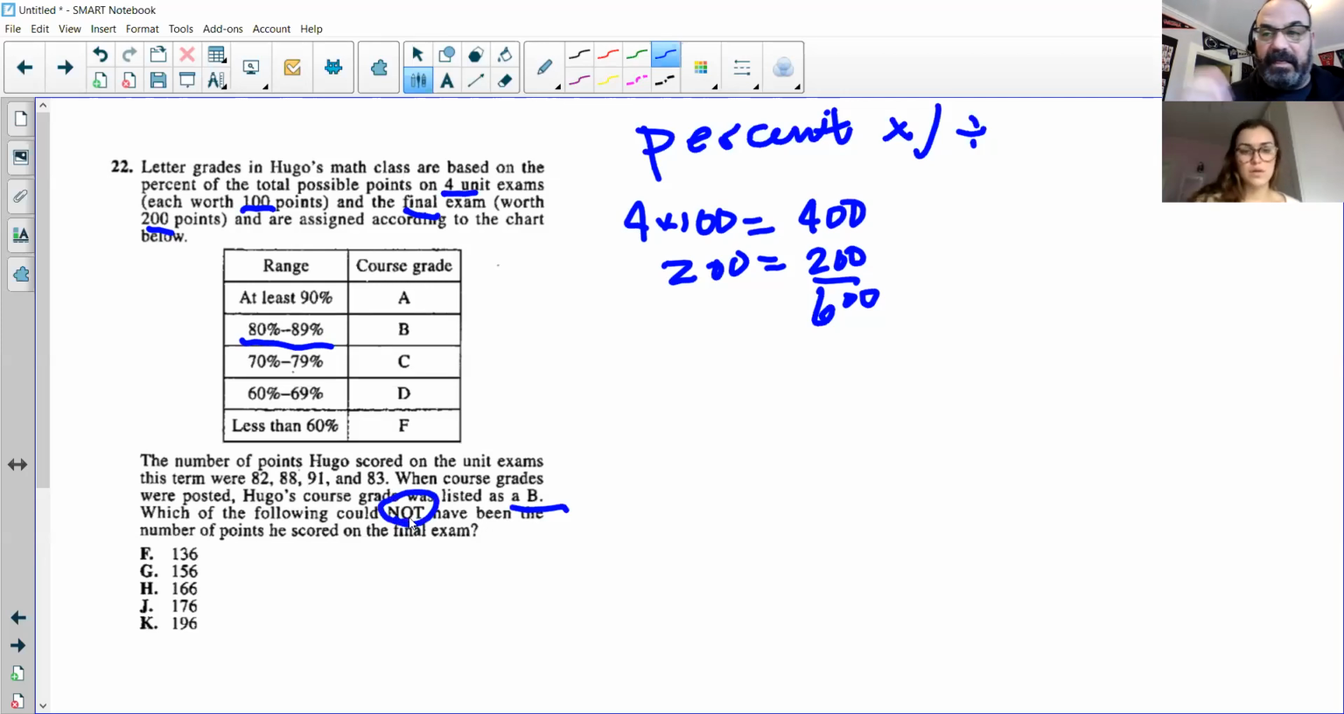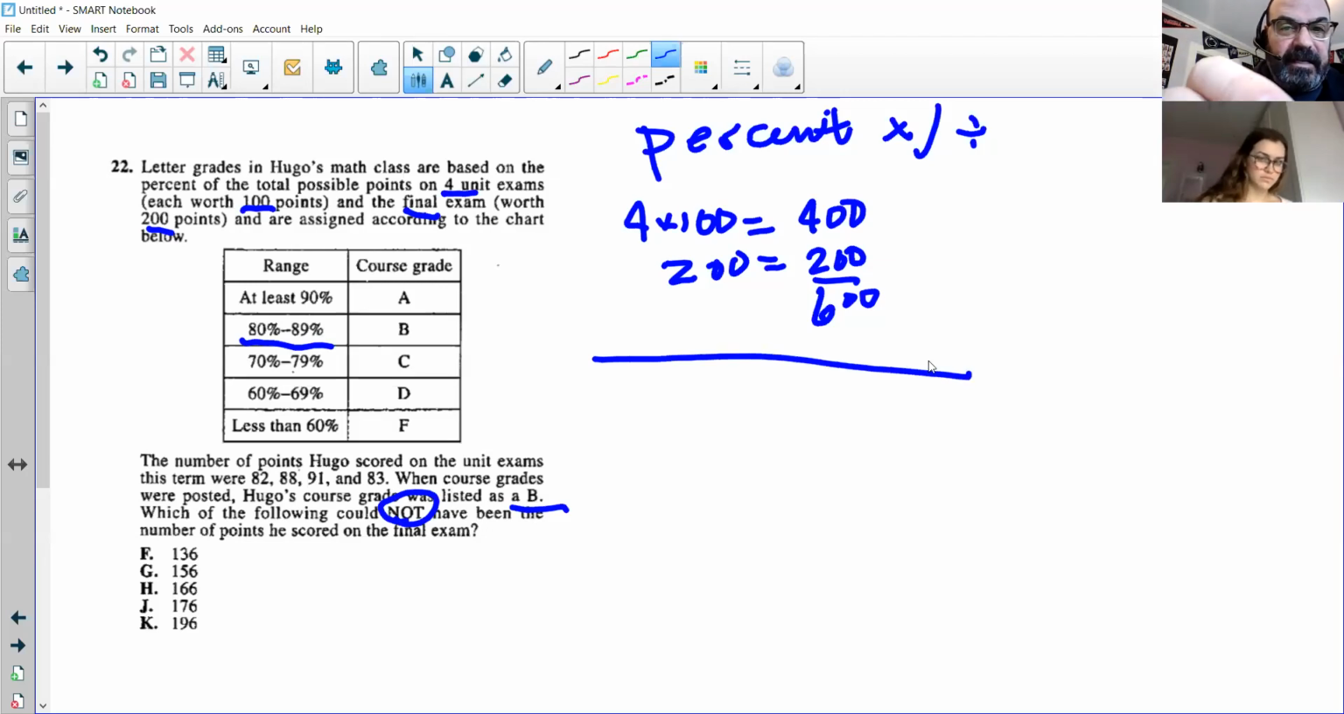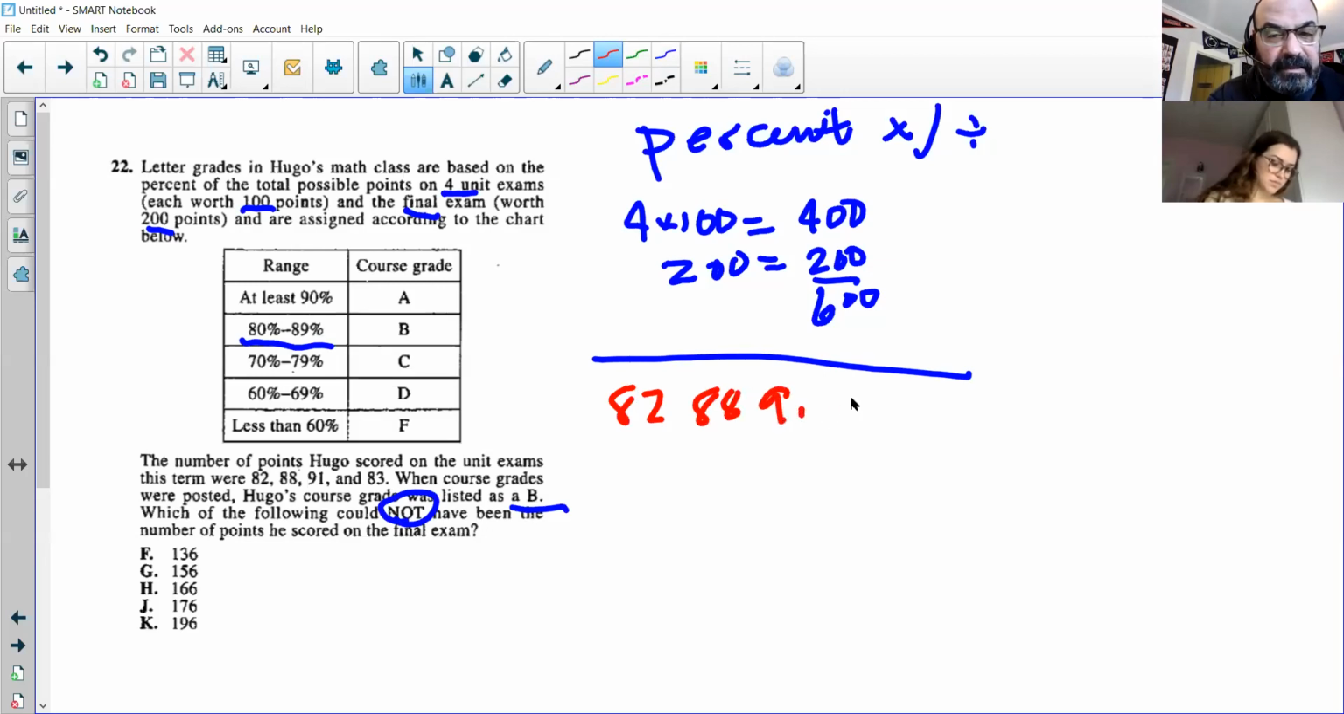So what we're going to do is, out of the 400 and then the answer choices, we're going to add them up, okay? So let's take this and add them up. So he gets an 82, an 88, a 91, and an 83. So he looks like he's hovering around a pretty high B, so he might have a chance at an A. And when we add these all up, you did it for me yesterday, this adds all up to 344. So here's 600 is the total.